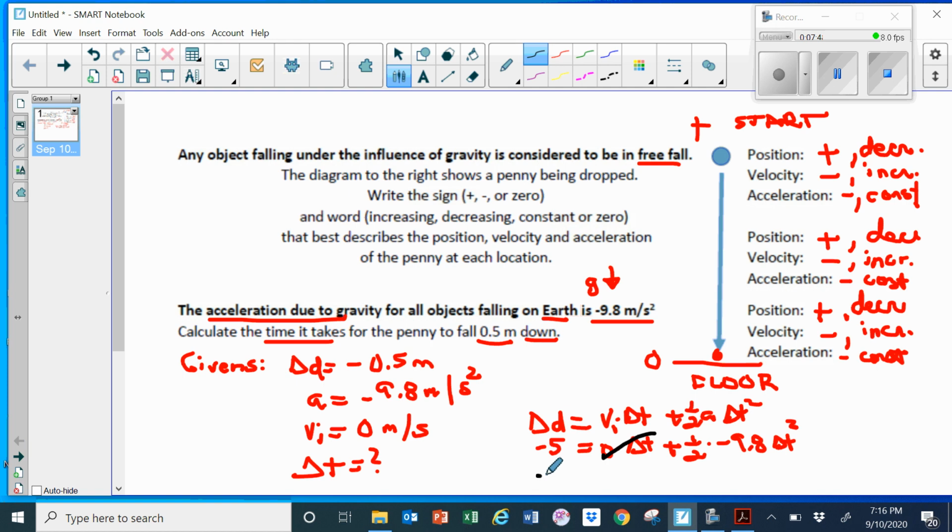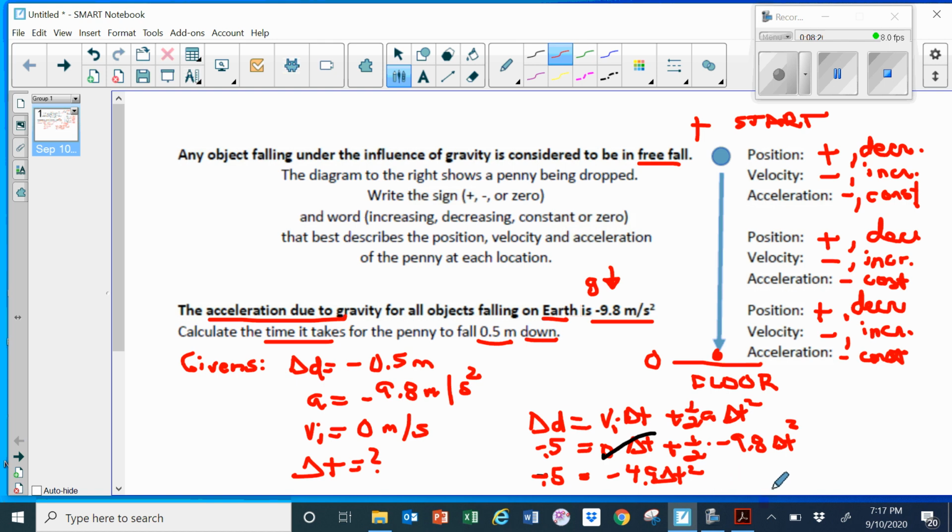So let me simplify this. Minus, whoops, I want to go back to red. Minus 0.5 equals, okay, 1/2 times negative 9.8 is going to be minus 4.9 times delta t squared. Now I'm going to divide both sides by 4.9. I'm going to do that, and then I'm going to take the square root.